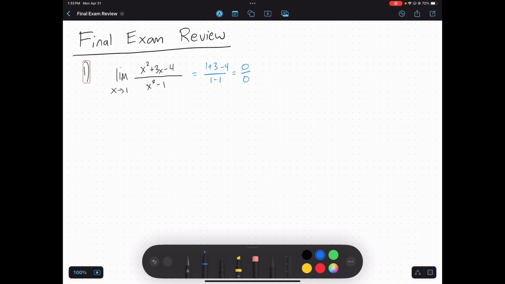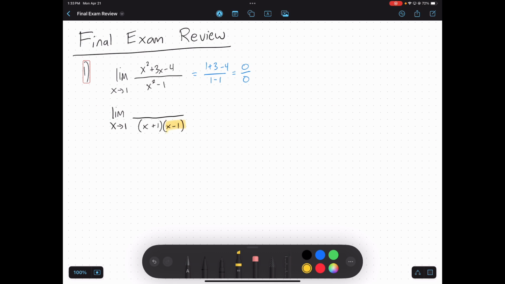Mona already mentioned factoring, right? In this case, I can just factor. What does the denominator factor to? That's the easier one to factor, because that's just a difference of squares. So we get x plus 1 over x minus 1. Notice which of these factors is causing the discontinuity.